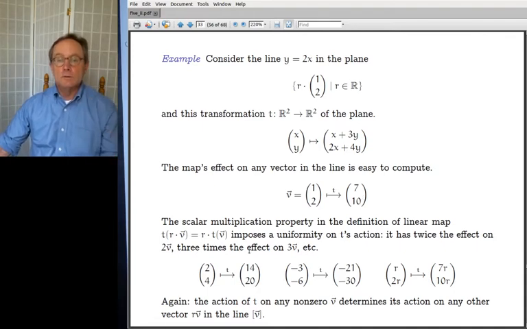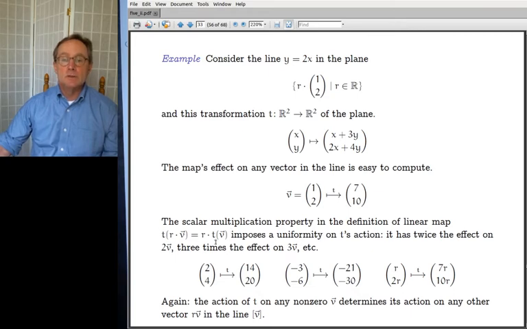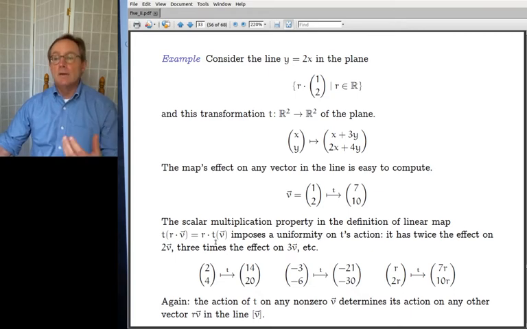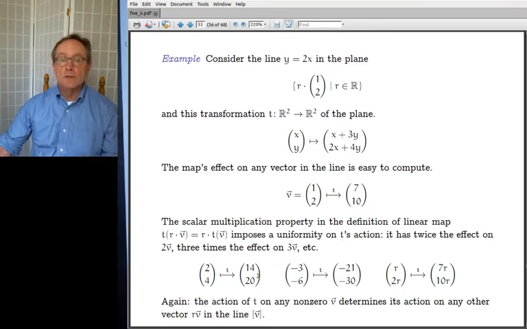What this defining property of linear transformations tells you is that if (1, 2) goes to (7, 10), then (2, 4) has to go to (14, 20), and (-3, -6) has to go to (-21, -30). And in general, (r, 2r) has to go to (7r, 10r). So again, restated here with a concrete numerical example.